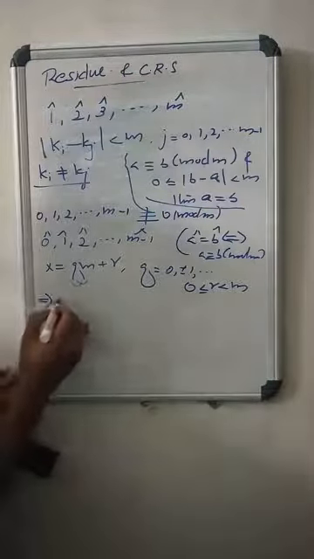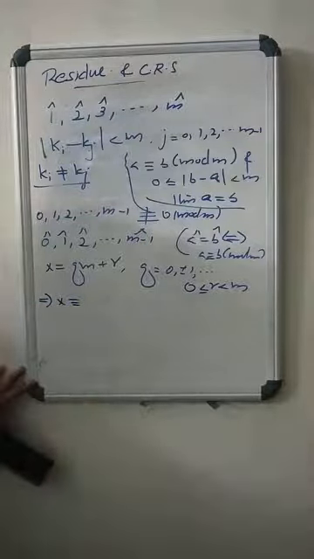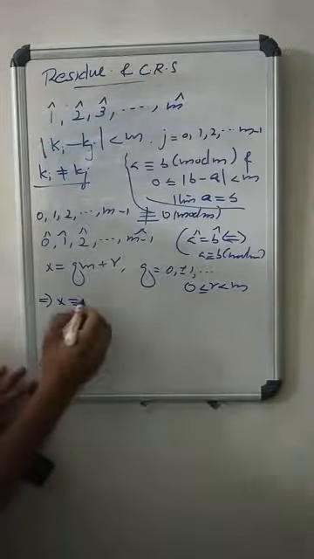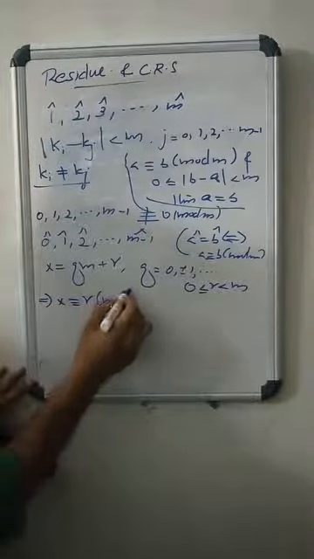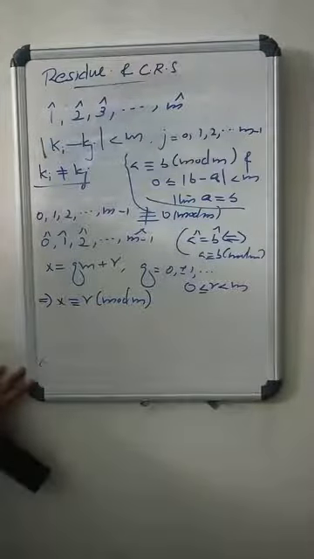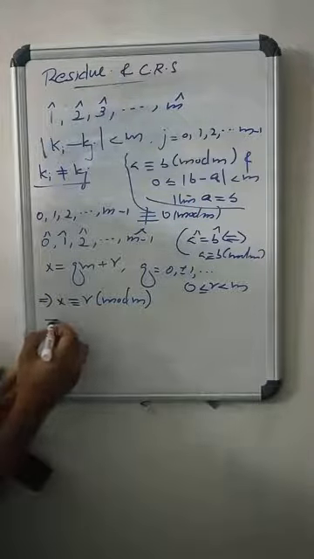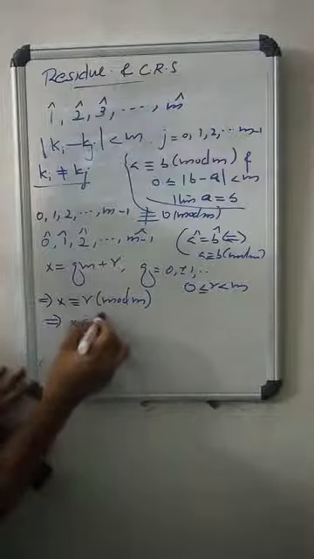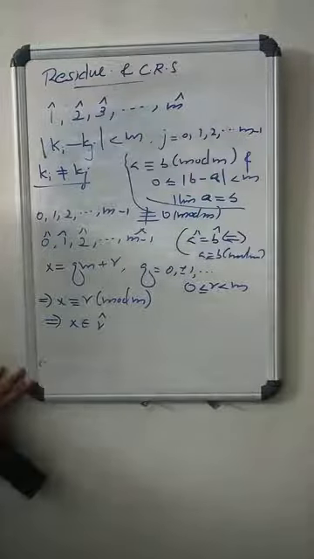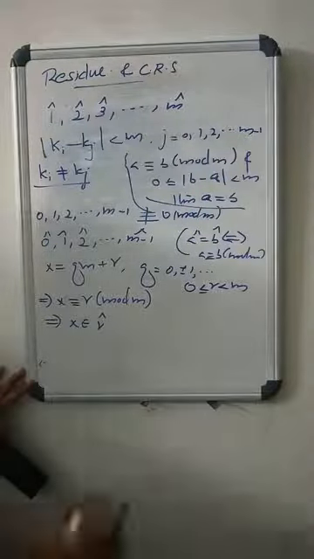That means x is congruent to r mod m. Agree? X congruent to r mod m means x falls in where? X falls in r-cap by the definition. Okay, x falls in r-cap.